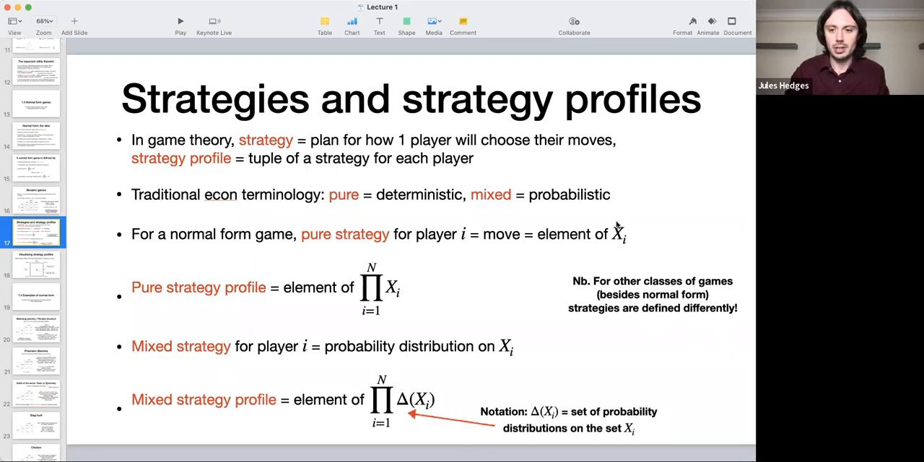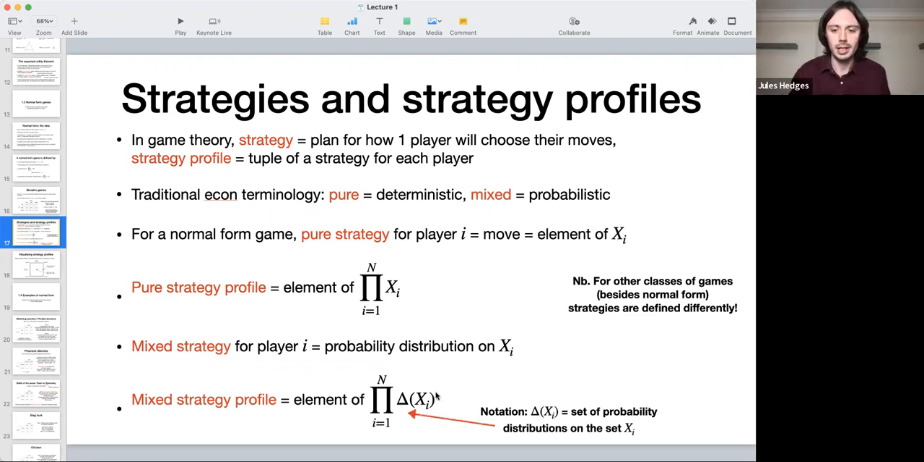So a pure strategy is just an element of that player's set of moves. And a pure strategy profile, which is going to be a tuple of a strategy for every player, is going to be just a tuple, a choice of move for every player. A mixed strategy, on the other hand, is going to be a probability distribution on the set of moves. So a strategy to choose a move, if you're allowed to use probability, is exactly a probability distribution on your set of moves. And a mixed strategy profile is a tuple consisting of a probability distribution on each player's moves.